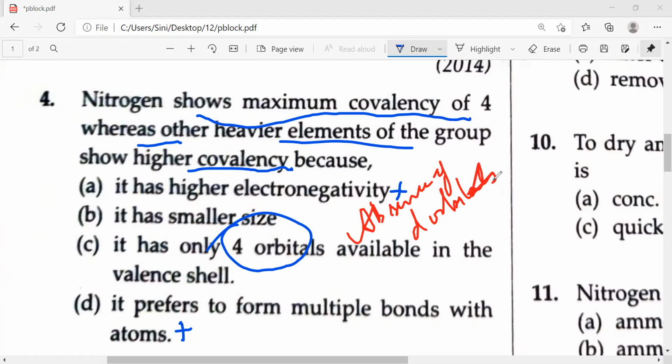So what are the 4 orbitals? One 2s and three 2p, respectively. So the correct option is option C. Fourth one, option C is the correct answer. Absence of d orbitals, yes. If you want to know what the 4 orbitals are, we have to know the electronic configuration.